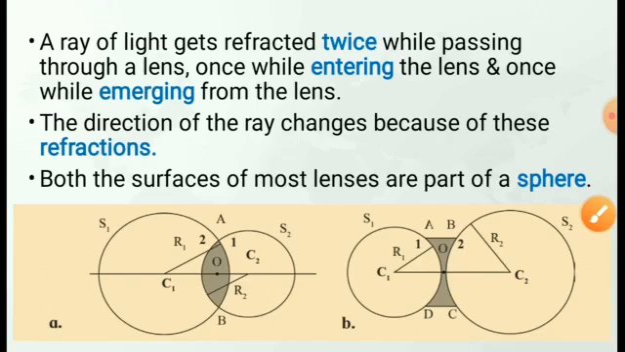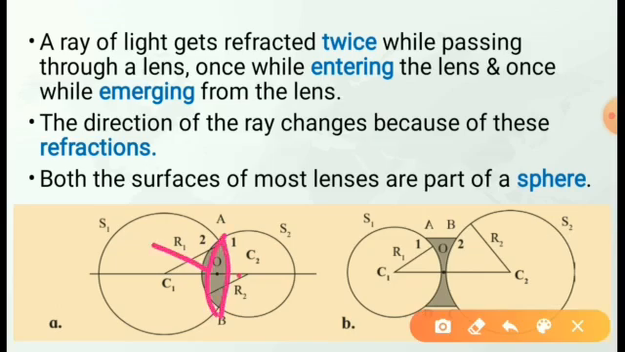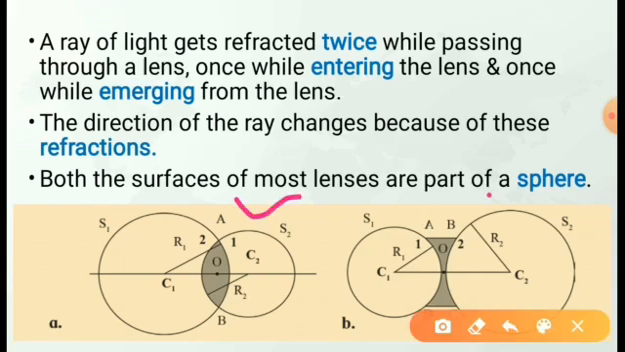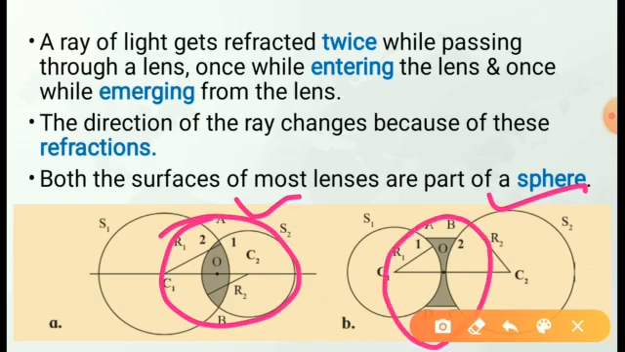A ray of light gets refracted twice while passing through a lens, once while entering the lens and once while emerging from the lens. You can see here in this diagram, these are the lenses. The ray of light gets refracted twice while passing through the lens in both the diagrams. The direction of the ray changes because of these refractions that you have studied in the previous chapter. Both the surfaces of most lenses are a part of a sphere. You can see here in this diagram, this is the convex lens and this is the concave lens.